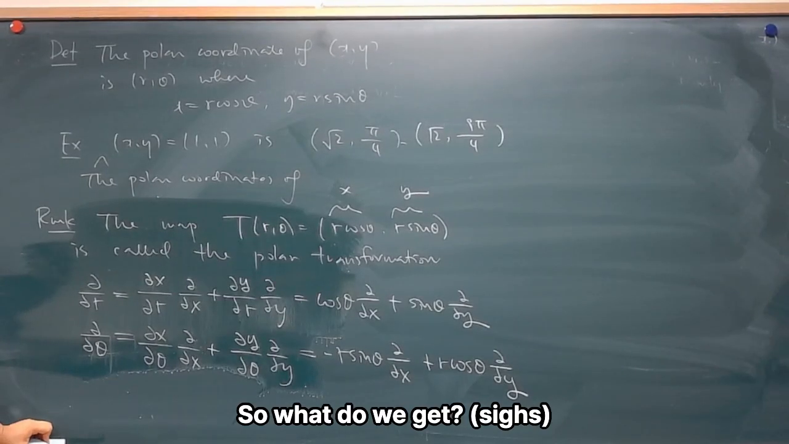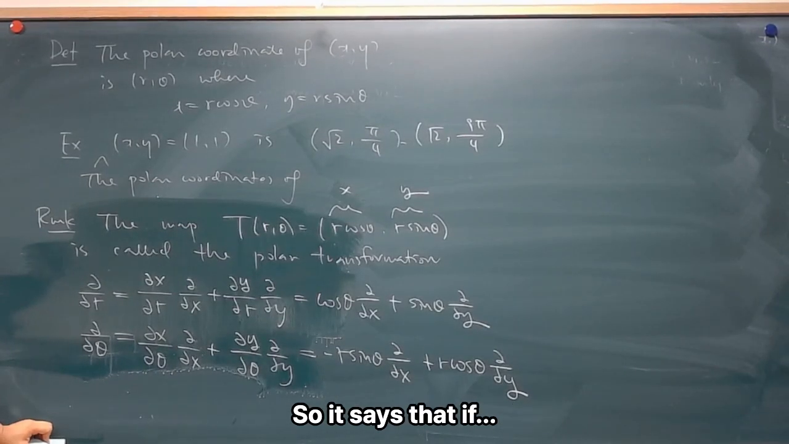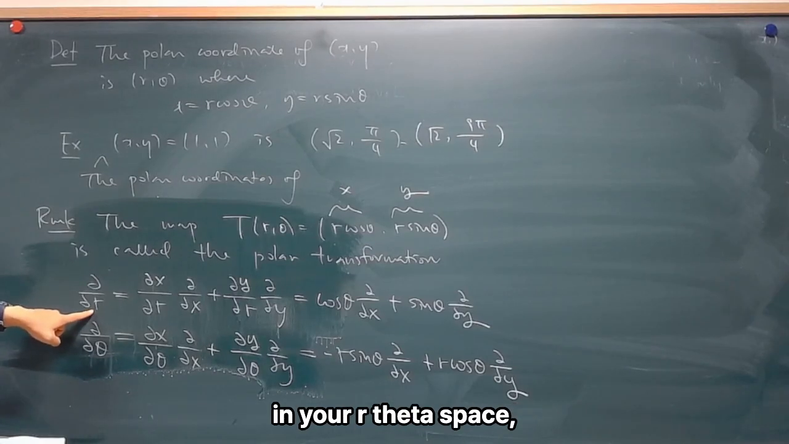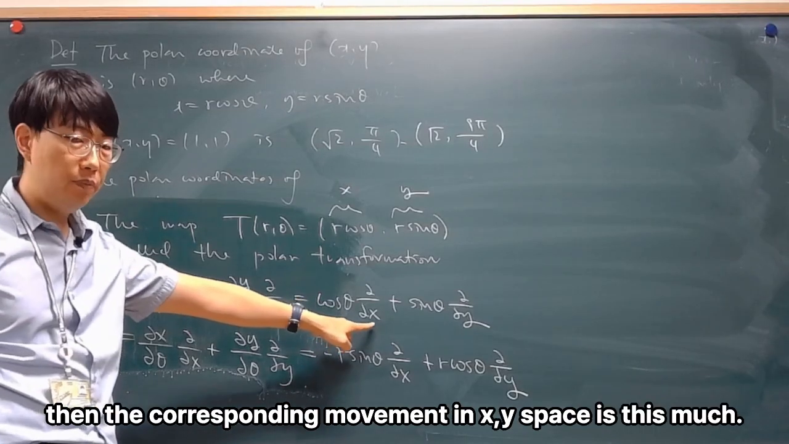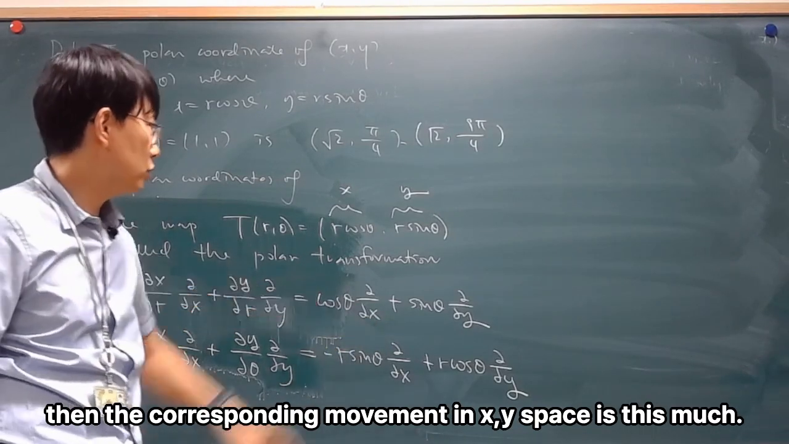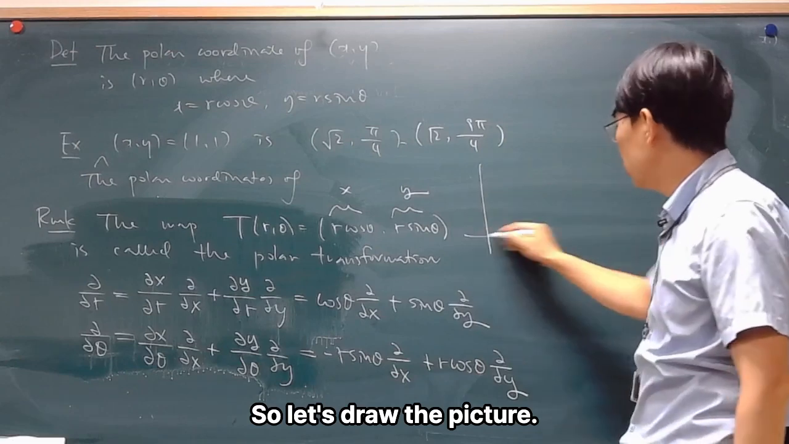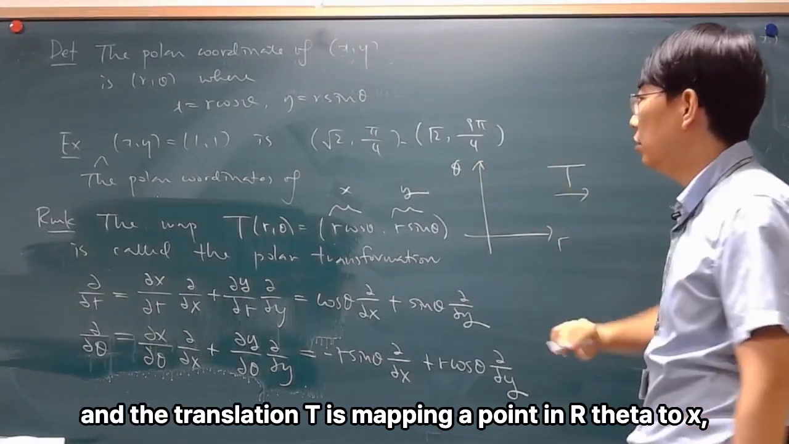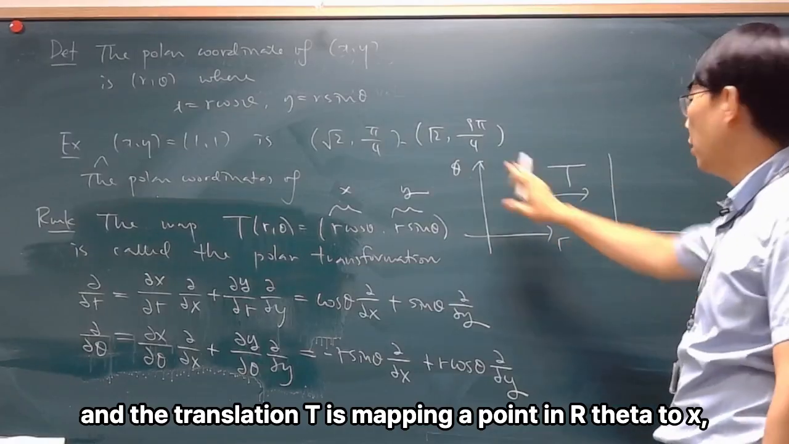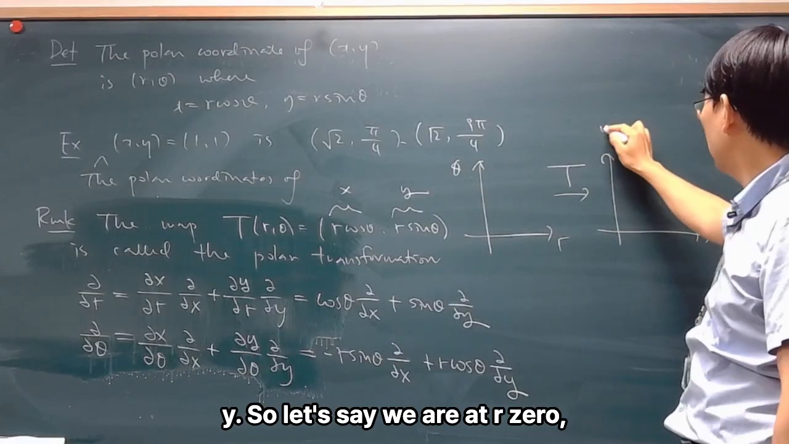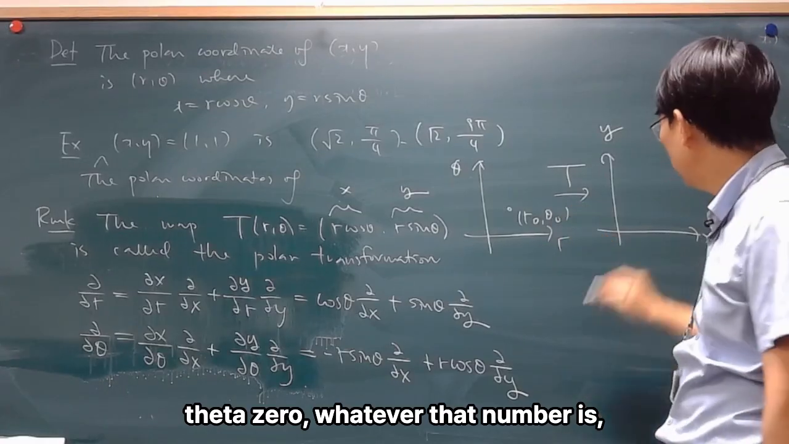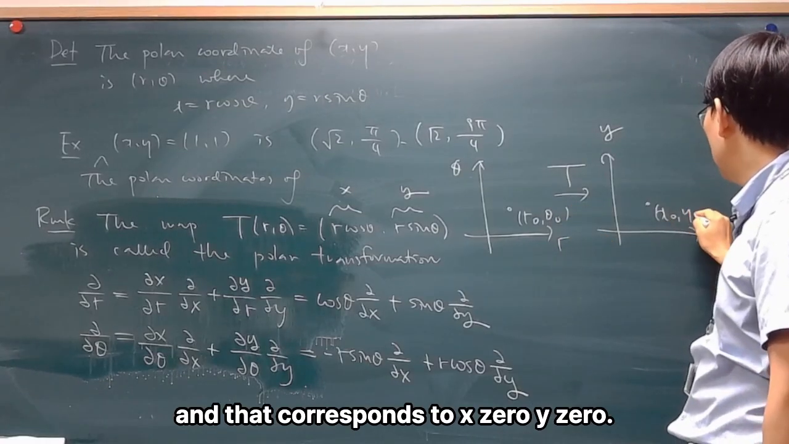So what do we get? It says that if you're moving in the r direction in your (r, theta) space, then the corresponding movement in (x, y) space is this much. So let's see what happens. Let's draw the picture. Here is (r, theta), and the transformation T is mapping a point in (r, theta) to (x, y). Let's say we are at (r0, theta 0), whatever that number is, and that corresponds to (x0, y0).